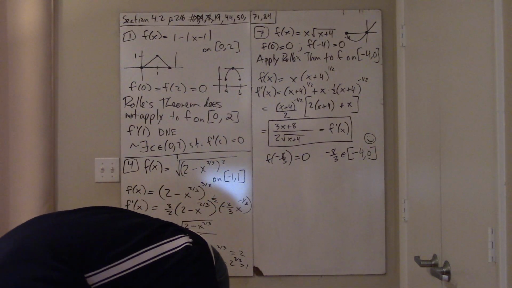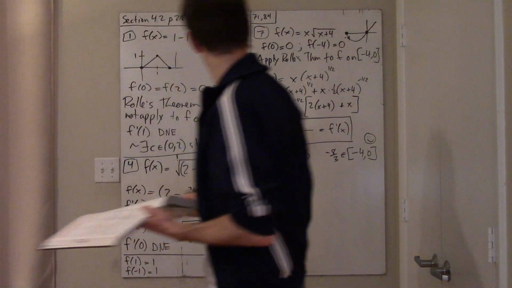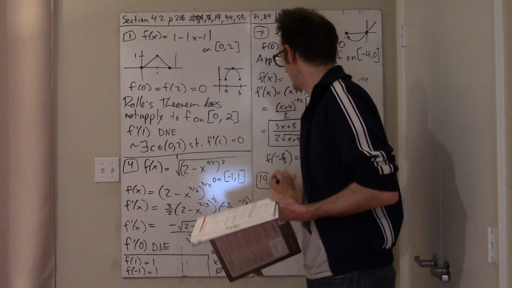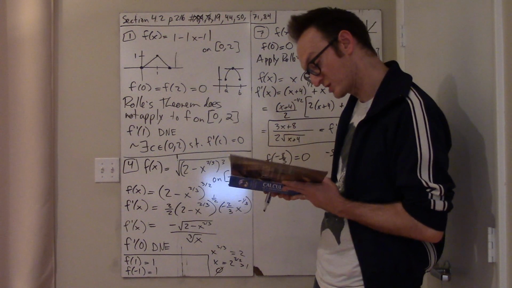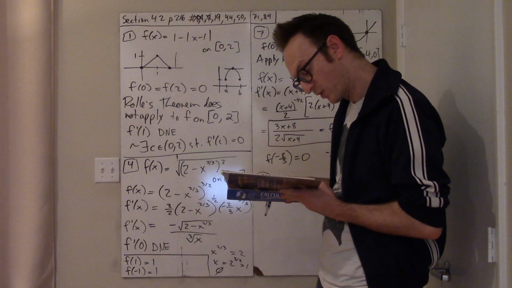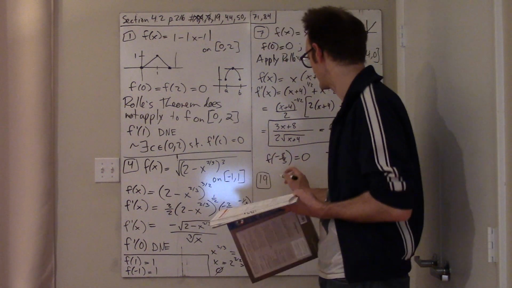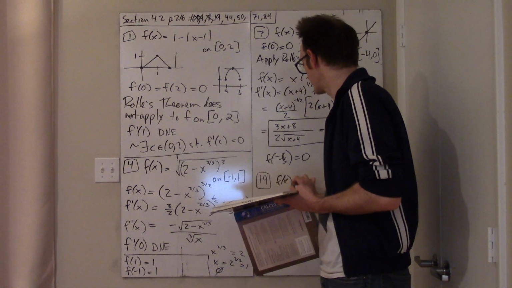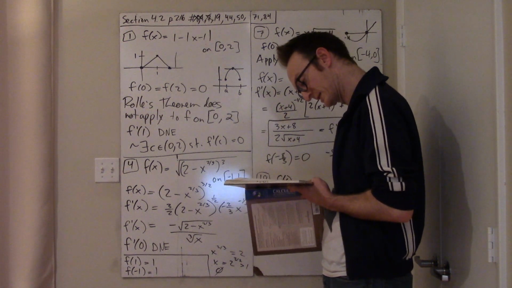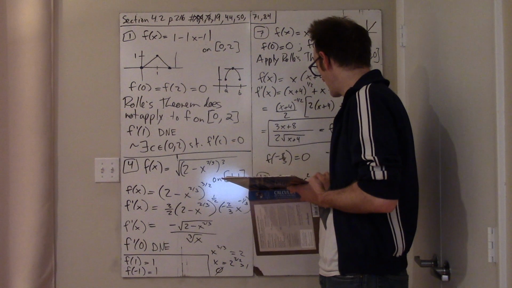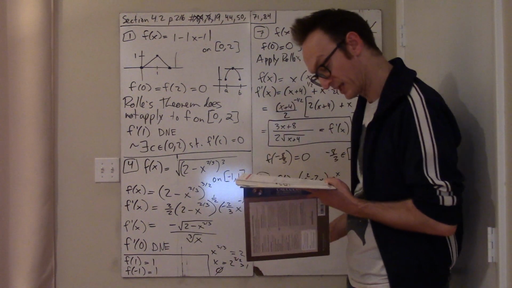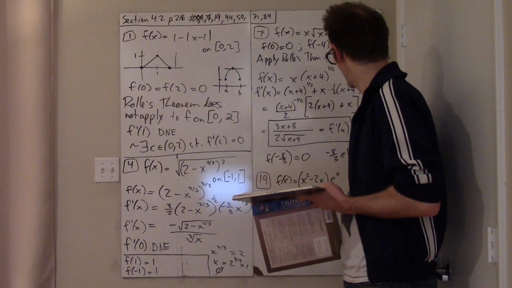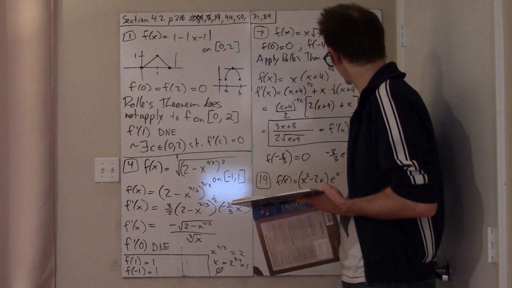Number 19. Let's see if it's possible to squeeze one more problem in here. Number 19, I think, is it the same directions? No, slightly different. Here it says, well, first it gives us a function. Let's write the function down. The function is x squared minus 2x times e to the x. And specifically, we are looking at this function on the interval 0, 2.